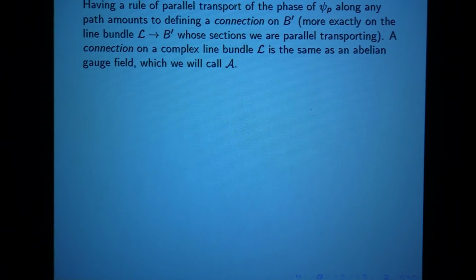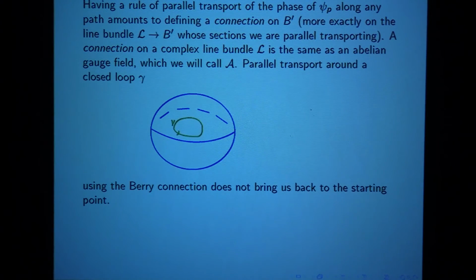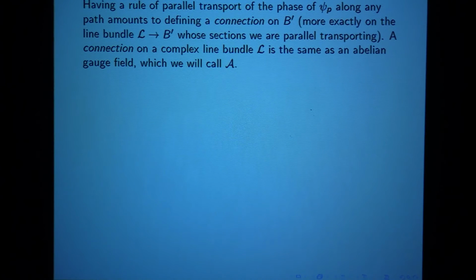A connection is the same as an abelian gauge field. And I'm going to call this abelian gauge field curly A, because I use straight A for the vector potential of electromagnetism. So this connection is the Berry connection. What we've just defined is the Berry connection on the space of negative eigenvalues of H.